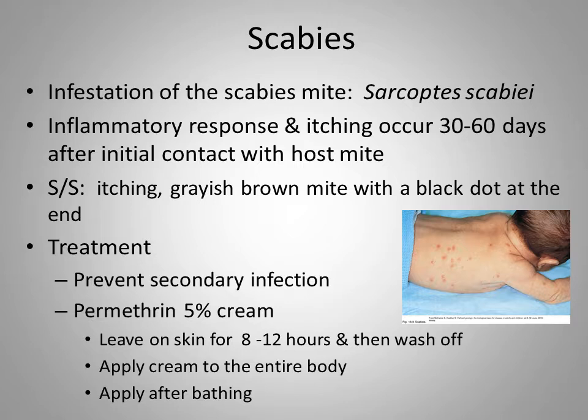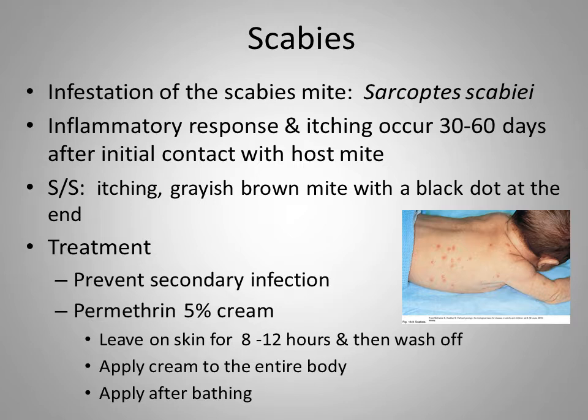Scabies is an infestation of the scabies mite. The inflammatory response and itching that occurs happens 30 to 60 days after the initial contact with the host mite. So a family could be traveling someplace and stay in a hotel, or be staying with a family friend, and a month or 2 months after the exposure, the signs and symptoms might appear. The child complains of itching, and what we may see is a grayish-brown mite with a black dot on the end of it.